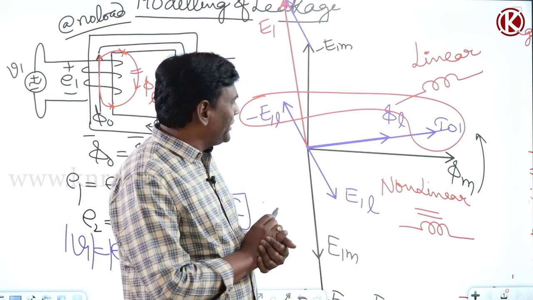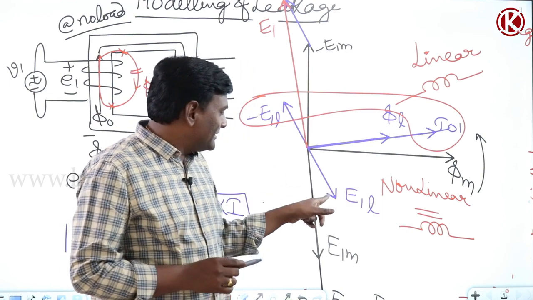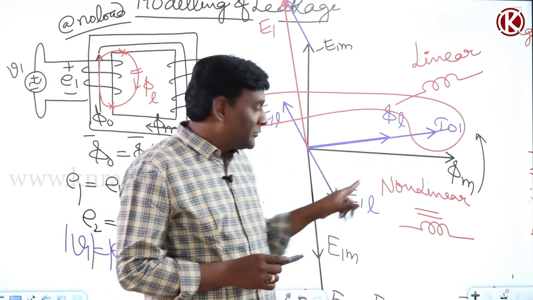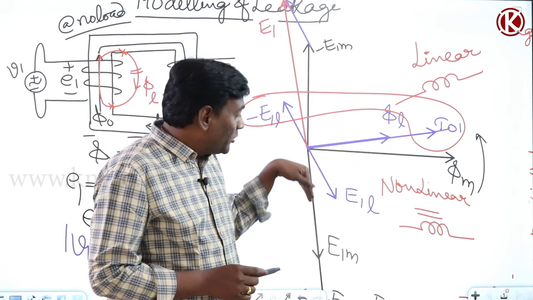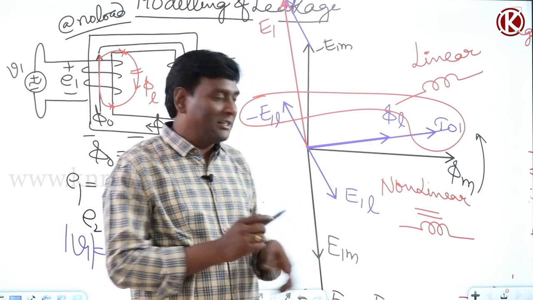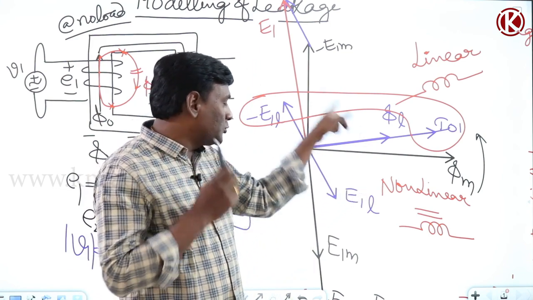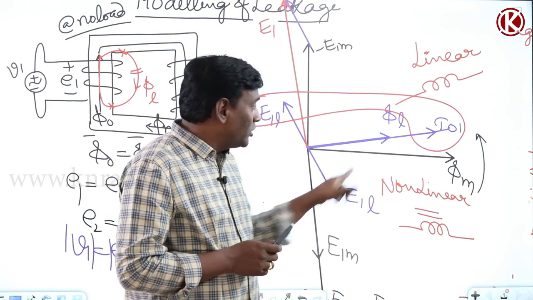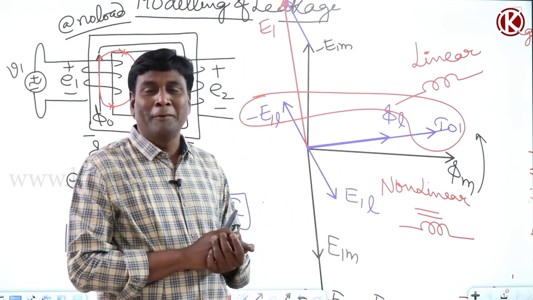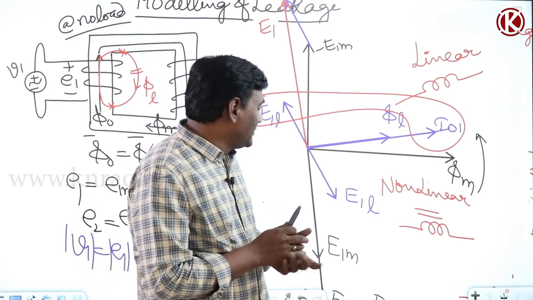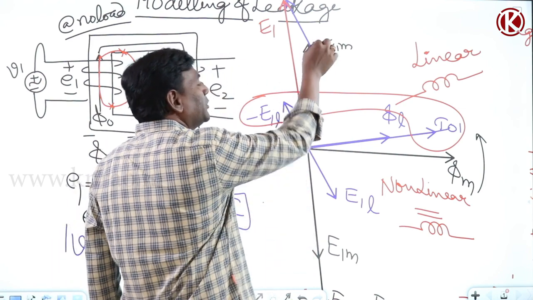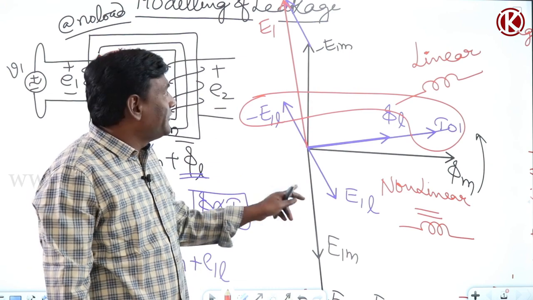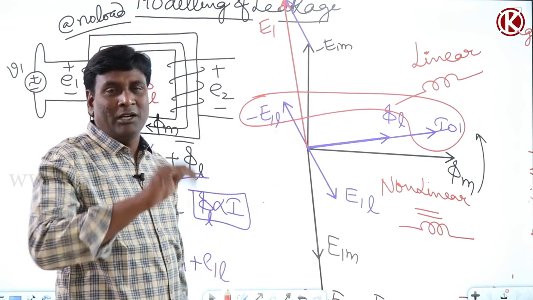Now some people feel that, sir, if I consider E1L and I01, with respect to E1L, my I01 is leading by 90 degrees, because if I sit here and everything is rotating in anti-clockwise direction, I have to look forward for current. So should I model with capacitance? No, because the moment I have taken minus E1M, automatically minus E1L only should be taken. If I take minus E1M, plus E1L should not be taken.